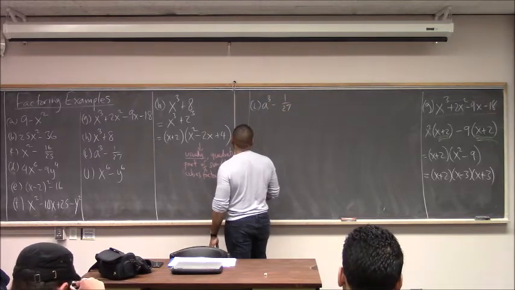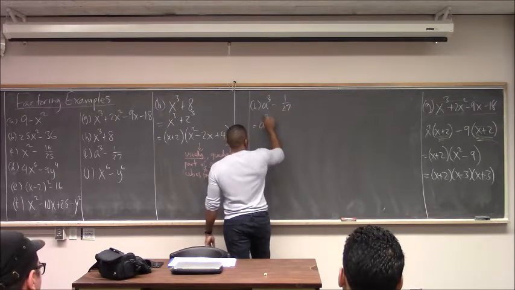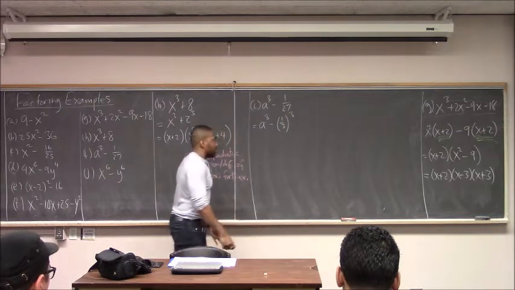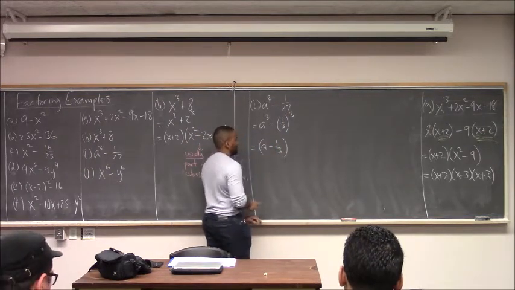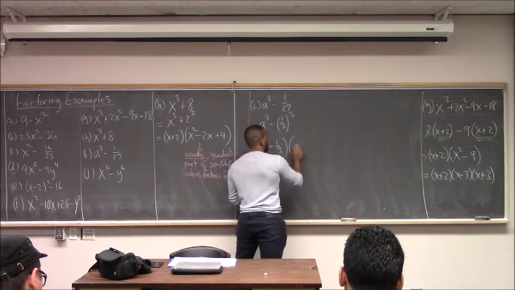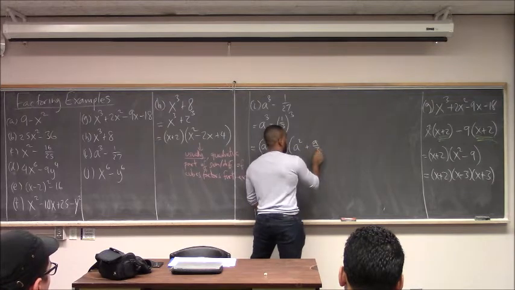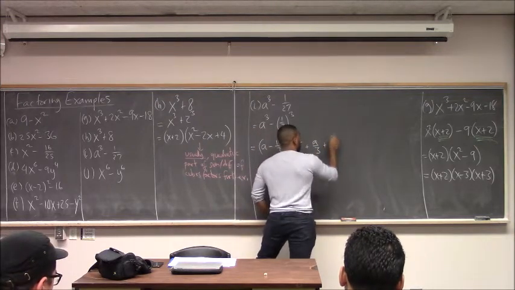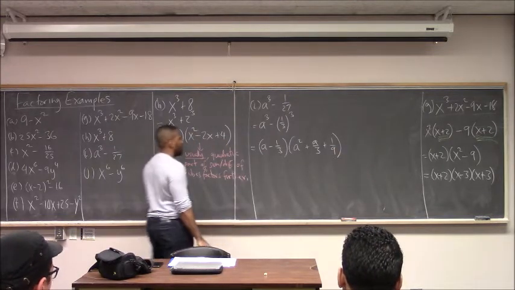What is that? Okay. So you're realizing that this is 1/3 cubed, and now it's the difference of cubes. So a minus 1/3 times a squared plus a over 3 plus 1/9. Applying the difference of cubes formula. What about J?